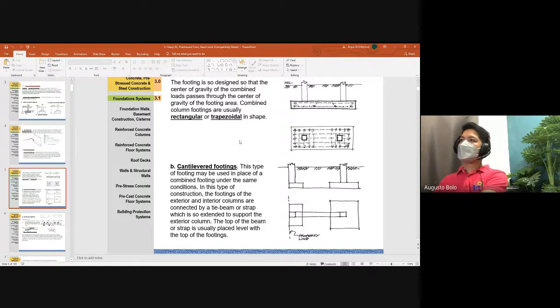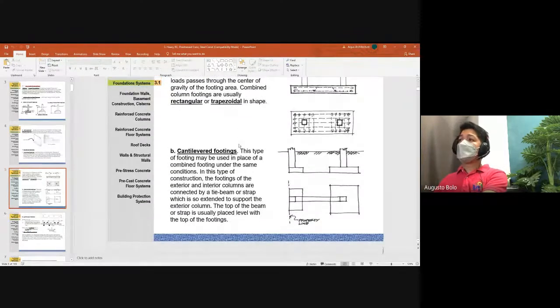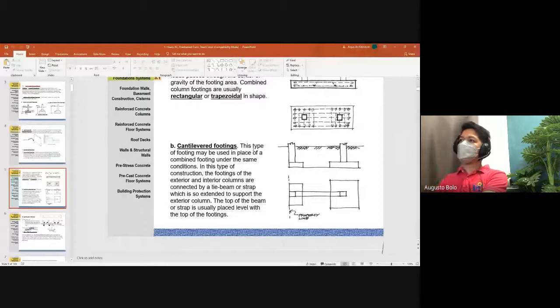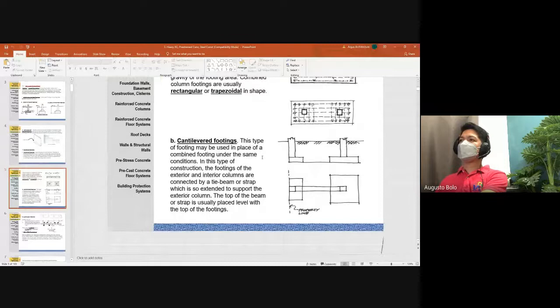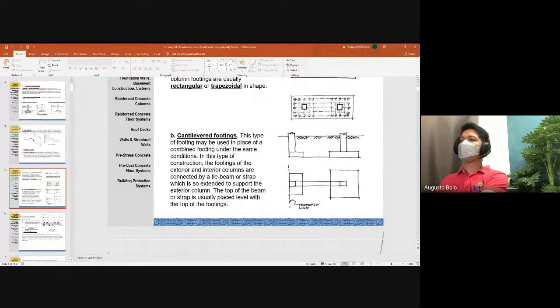Cantilever footings. This type of footing may be used in place of a combined footing under the same conditions. Like in this type of construction, the footings of the exterior and interior columns are connected by a tie beam or a strap. So in the case of cantilever, parang from an existing isolated footing, ika-cantilever mo siya via tie beam. Parang may strap lang siya, it becomes cantilevered. So that's the definition of that one.